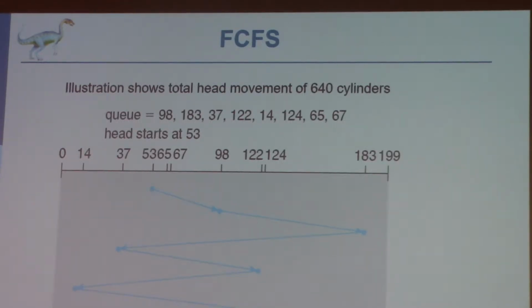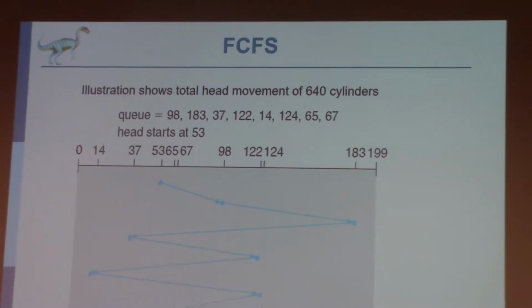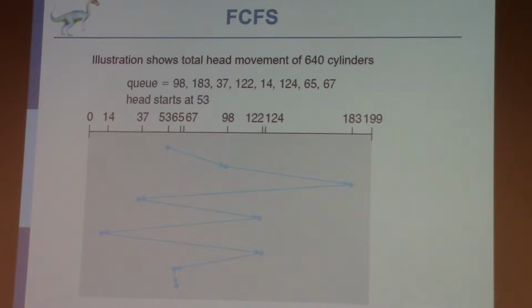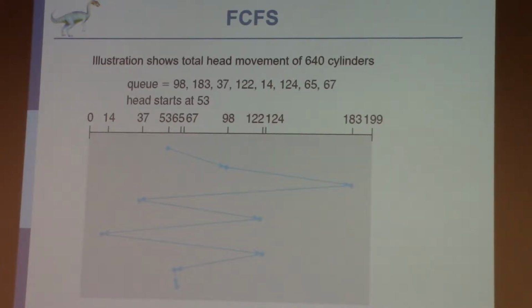This one is to demonstrate. Currently the head position is 53, starting from 53. The next one is 98, and next 183, followed by 37. The head is going backward. And next one is 122, 14, 124, 65, 63. This is an illustration of the trajectory of the head. In a real situation, it's like this one. Then I illustrate the trajectory of the head of your arm.